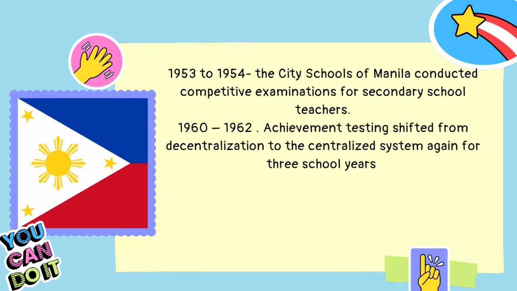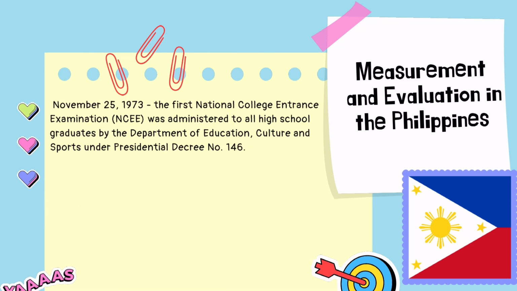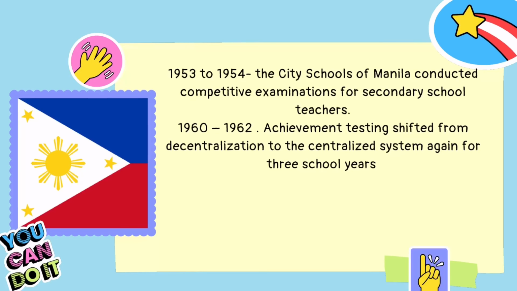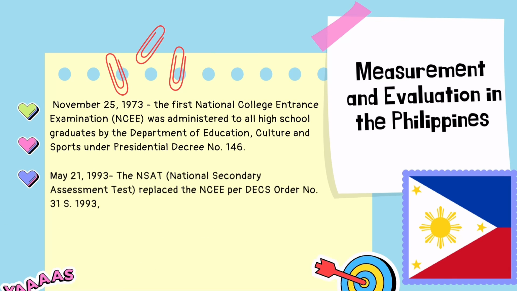1960 to 1962, achievement testing shifted from decentralization to the centralized system again for three school years. April 23, 1978, the first professional board examination for teachers was administered pursuant to Presidential Decree No. 1006, professionalizing teachers.